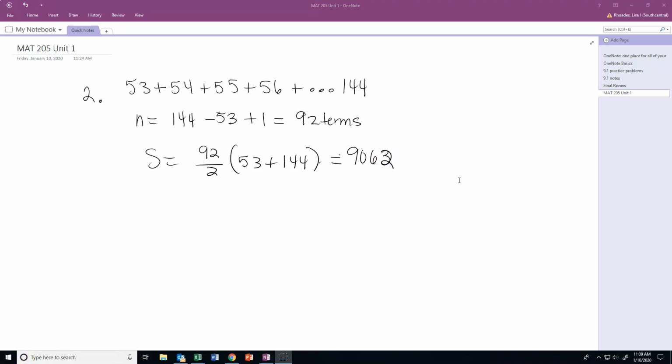Now, when you're doing example number 3 and you're making that chart, it's really important that you follow a pattern on the chart, or it's very easy to leave one out.